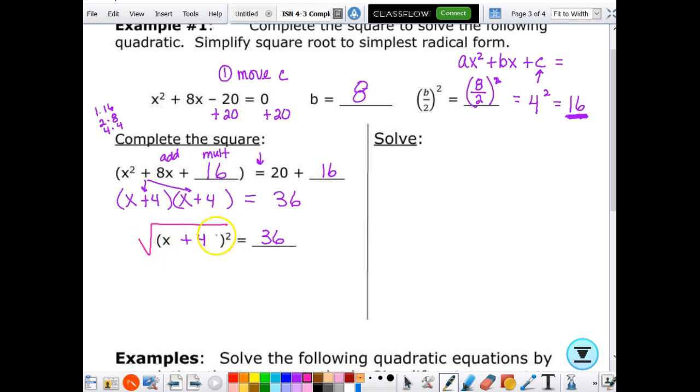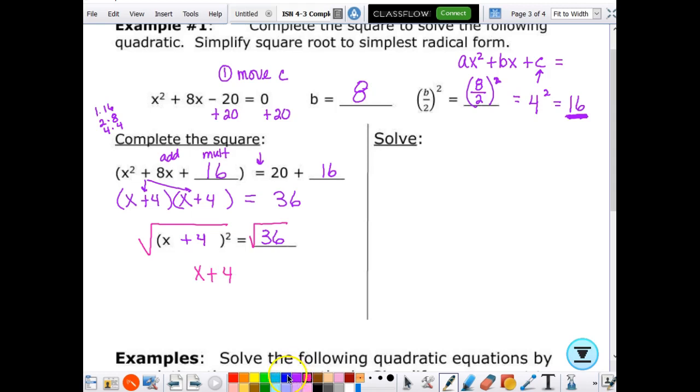So if I square root that side to get rid of the squared, I have to square root this side too. Remember, we talked about that up here. Adding that 16 is okay if we add it to both sides. Well, taking the square root of this side is okay as long as we do it to this side. Okay? So now we got rid of that squared. So now we just have x plus 4.